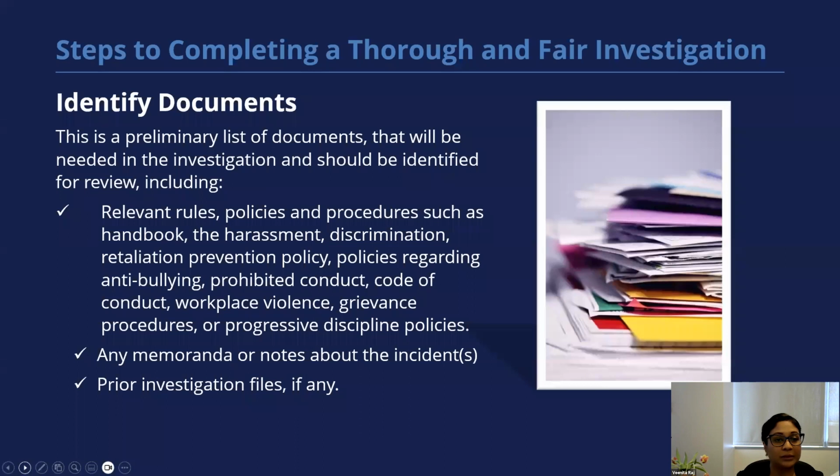Now, here's a list of preliminary documents that you should review that you will need for the investigation. These will include oftentimes the handbook or the relevant policies. If it's a discrimination, harassment or retaliation claim, you want to review the prevention policy that the employer has, any workplace violence or workplace conduct policies, grievance policies, any memoranda or notes about the incidents that were submitted or that exist, and prior investigation files, if there are any.